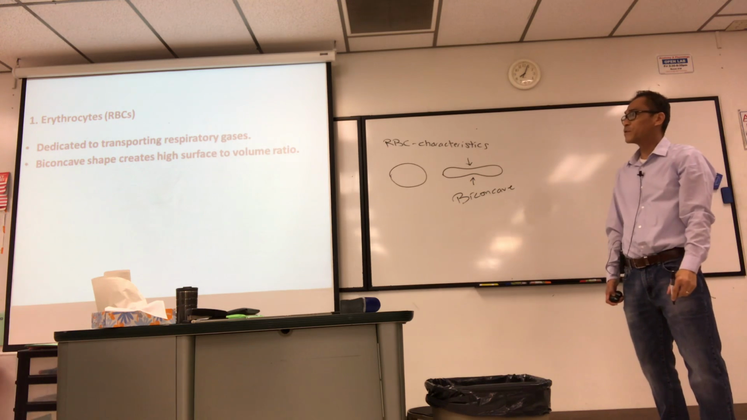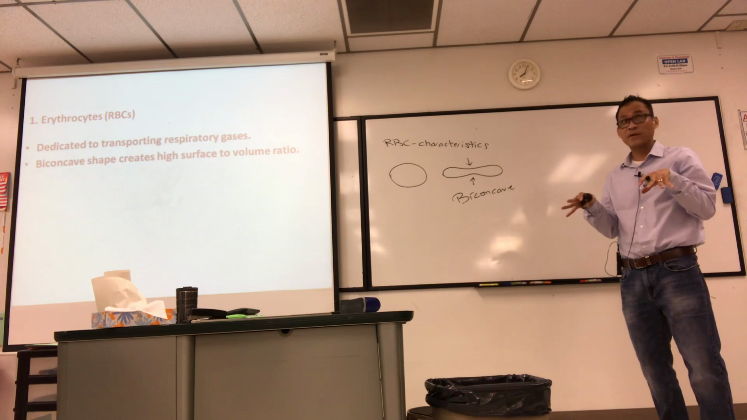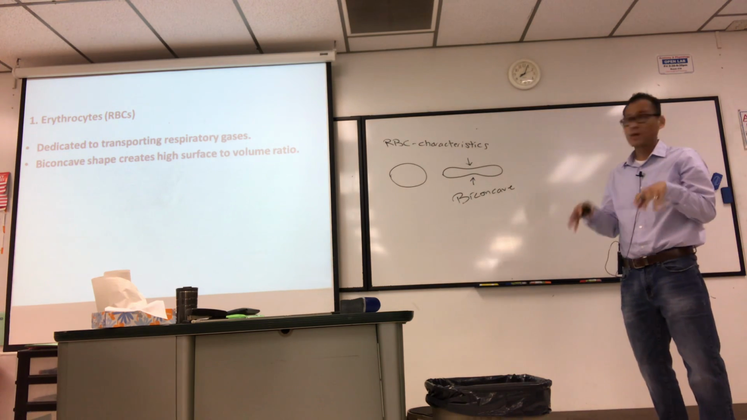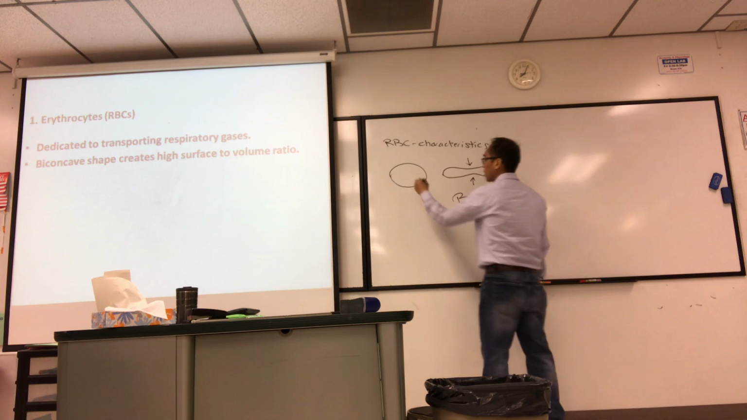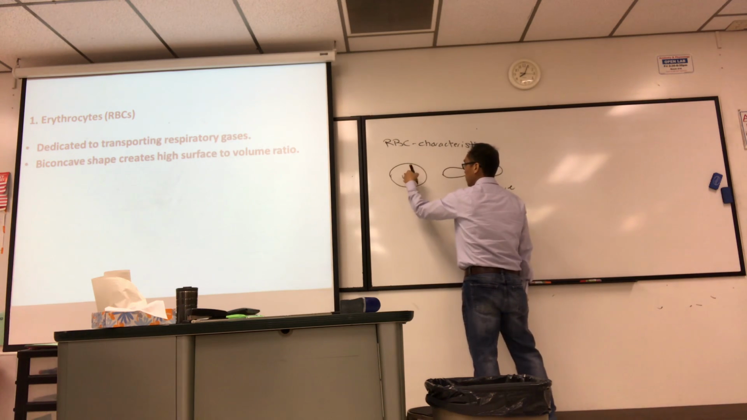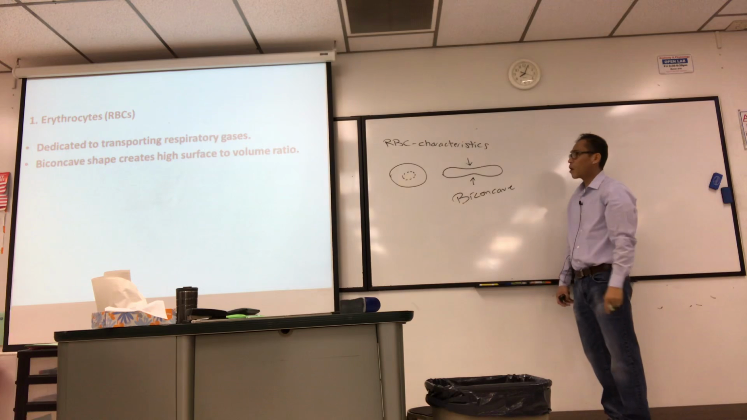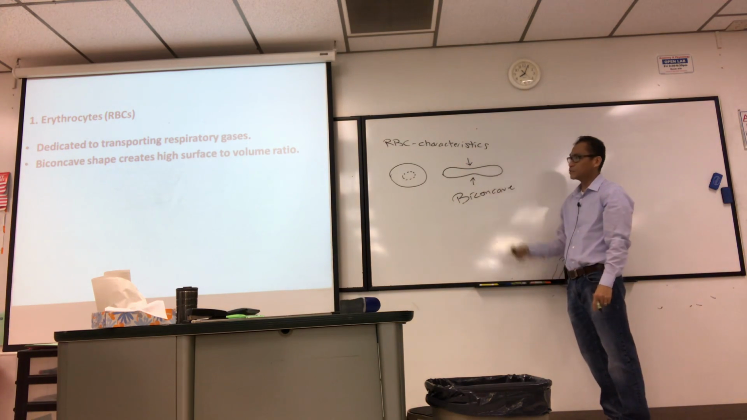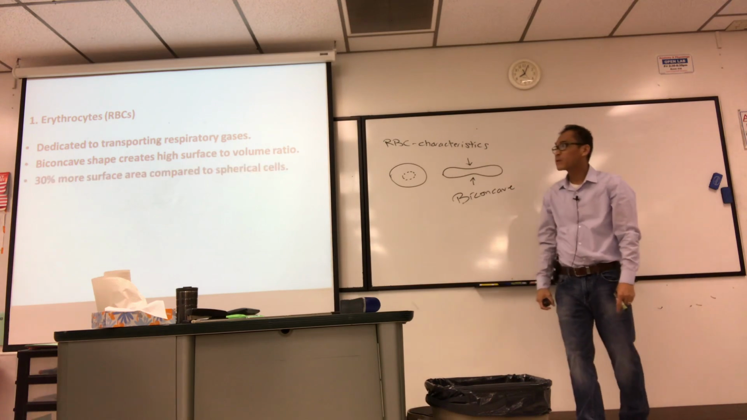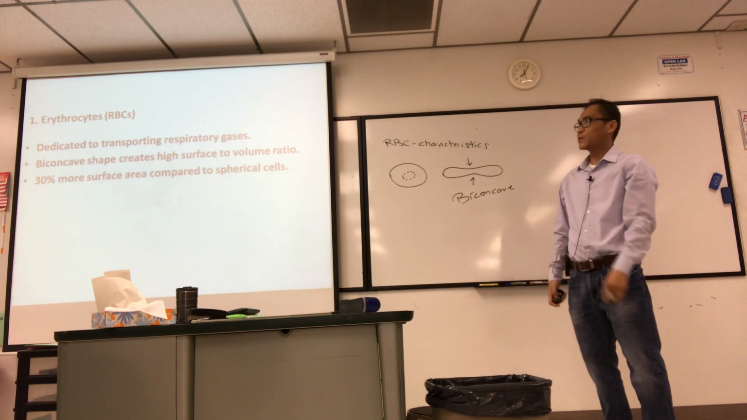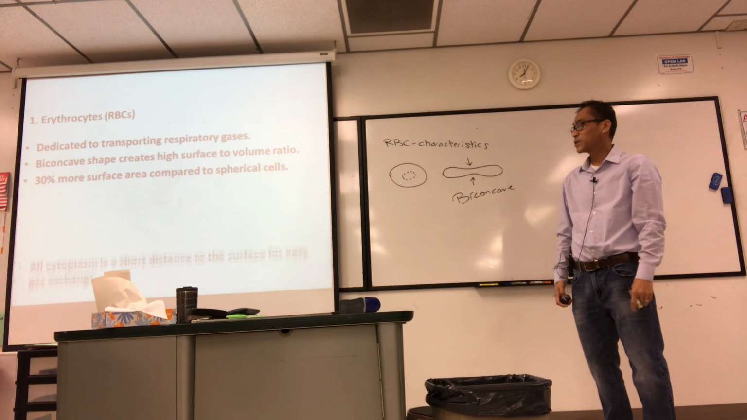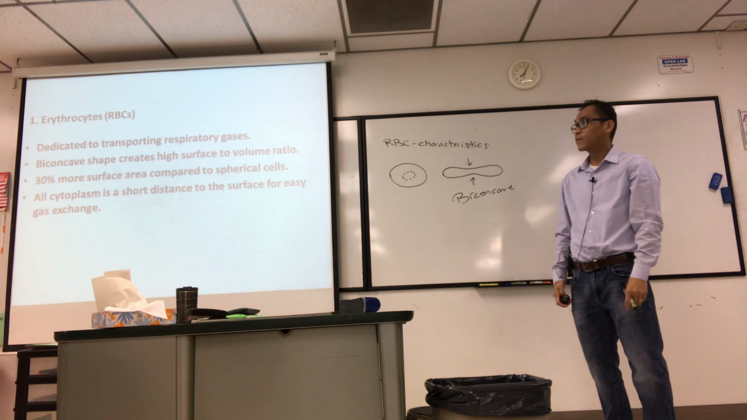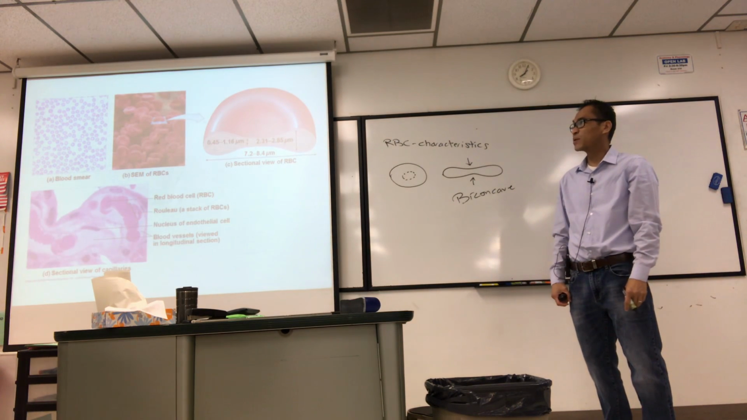So you have a high surface to volume ratio. What that means is you have more surface area for gas exchange. If you have a lot of gas molecules in the center of a round cell, it's harder for them to get to the surface. If you're flattened, it's easier for more gases to exchange. So you have 30% more surface area to exchange, and all the cytoplasm is a short distance to the surface for easy exchange. You can see the importance of having this shape.